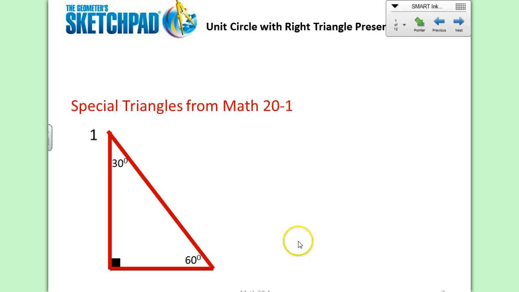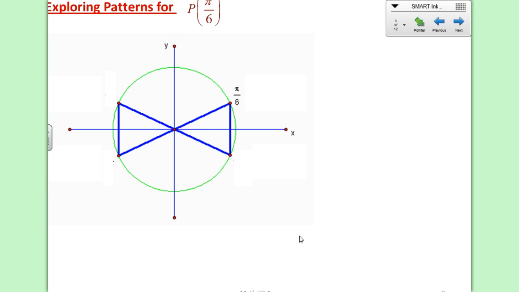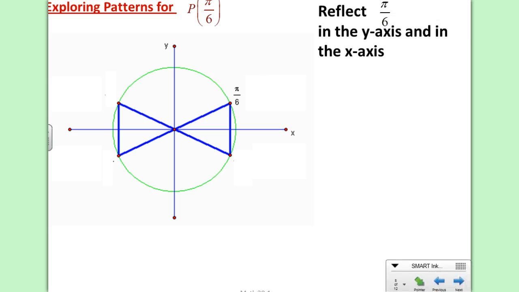So for Math 20-1, you built these special triangles. I'm not going to review that here, but you do need to know that. So as we answer the question that was posed in that previous slide, we could take that angle of pi over 6, and that pi over 6 is related to this pi over 6, and this pi over 6, which was in quadrant 1, and this pi over 6.